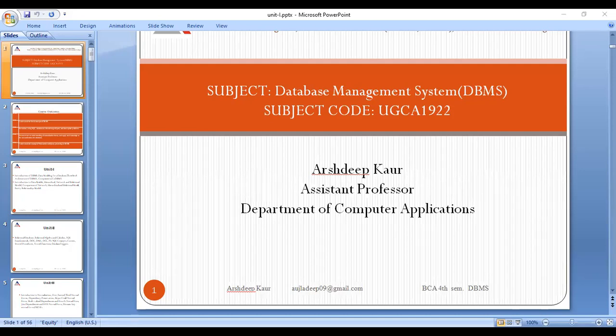Next is introduction to data models. In DBMS, we have a hierarchical model, network model, relational model. Then we have to study the comparison of the network, hierarchical, and relational model. And the last, we have an entity relationship model. So this is the syllabus of unit 1.